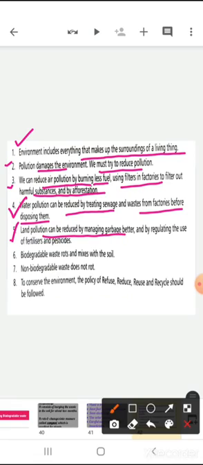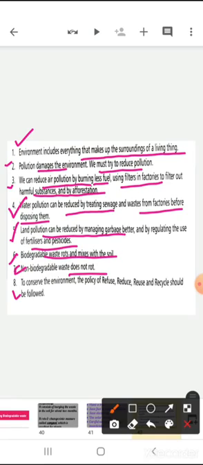Land pollution can be reduced by managing garbage better, and by regulating the use of fertilizers and pesticides. Now we studied biodegradable and non-biodegradable waste. Biodegradable waste rots and mixes with the soil, but non-biodegradable waste does not mix or rot in soil.